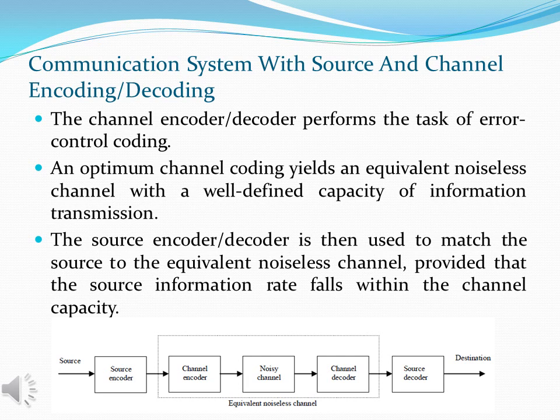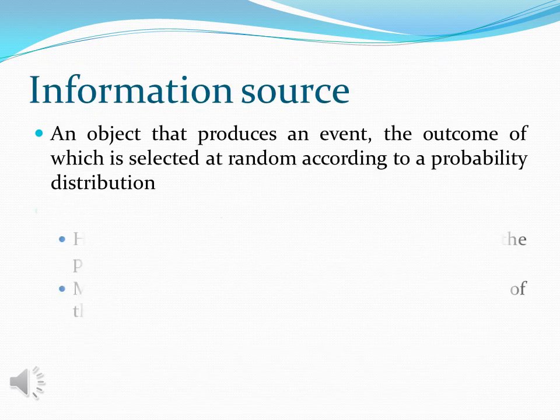An optimum channel coding yields an equivalent noiseless channel with a well-defined capacity of information transmission. And the source encoder decoder is then used to match the source to the equivalent noiseless channel, provided that the source information rate falls within the channel capacity.